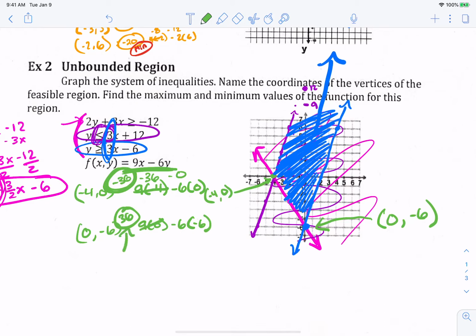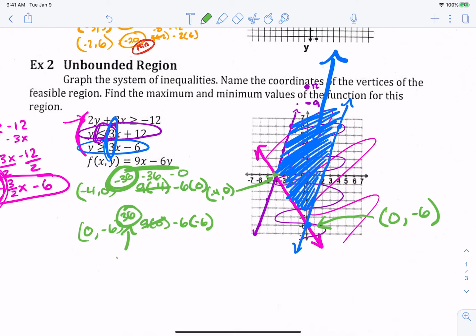So in this case, with this unbounded region, this guy would be my maximum, and this guy is going to be my minimum. Instead of putting max, I put min. Oh, I just had a long day. All right. Okay, good. Max, min. So in that case, with the unbounded region, we only have to test 2 points, which is kind of nice. Good? Happy with that? Not too bad.